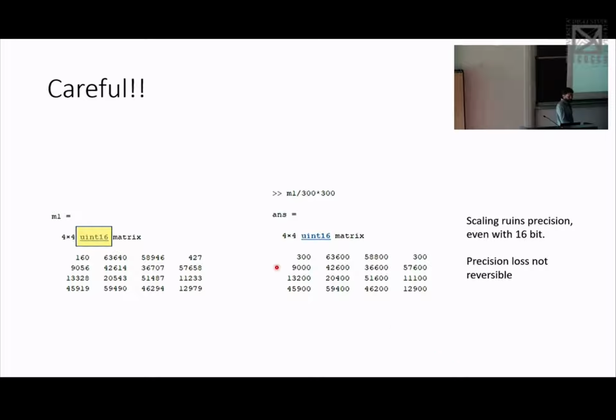Now be careful, even if you're working with 16-bit that has lots of dynamic range, if you do an operation like this, you divide by 300 and then multiply by 300, you basically end up cropping lots of significant digits. And this is not really something you want. And of course, one thing that you always need to remember, precision loss is not reversible. When you've lost some data, if you delete them, you lose them.